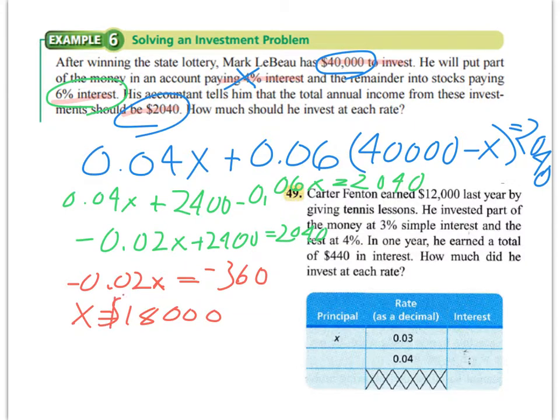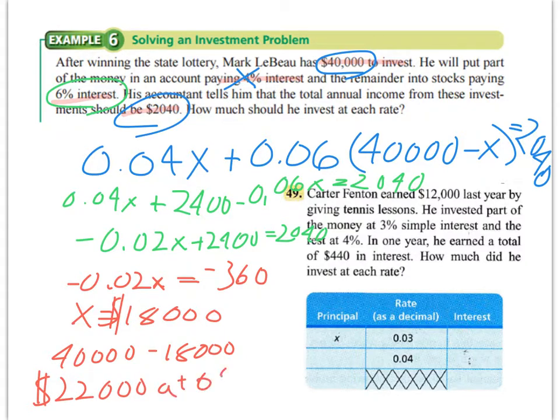So again, that would be $18,000 at the 4%. And then all we do is we do 40,000 minus the 18,000 in order to get the money at 6%. So there we're looking at 22,000. So 22,000 at 6% and 18,000 at the 4%. And so that's what we're looking at for that one.